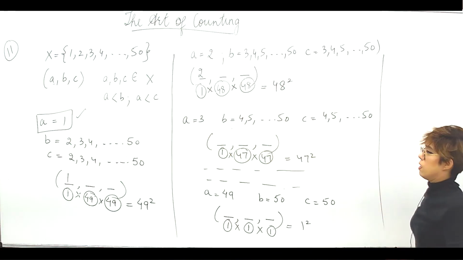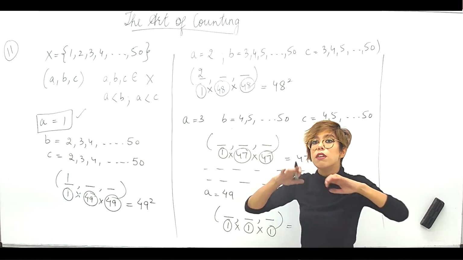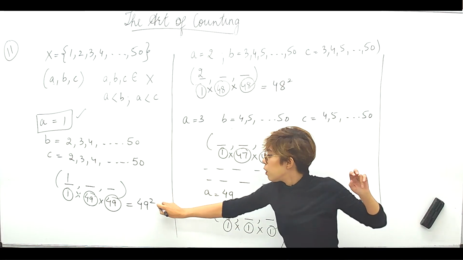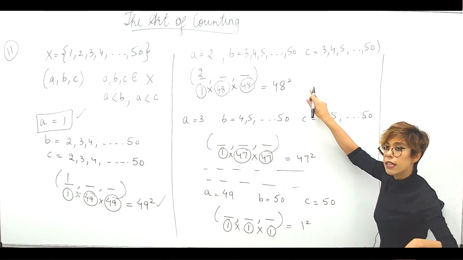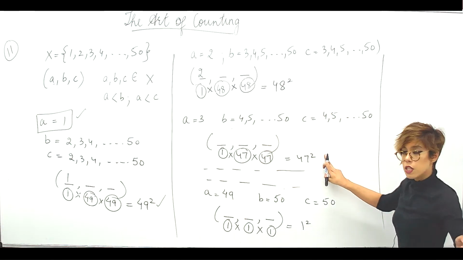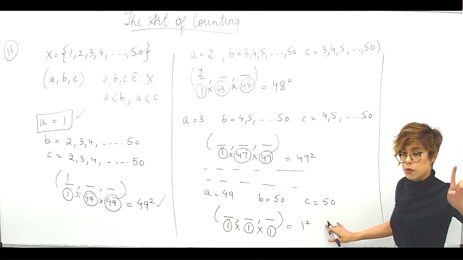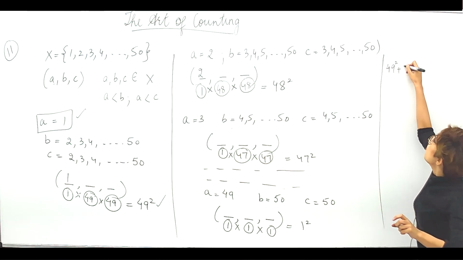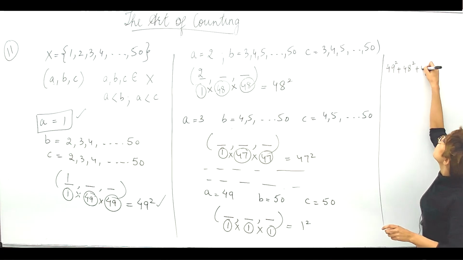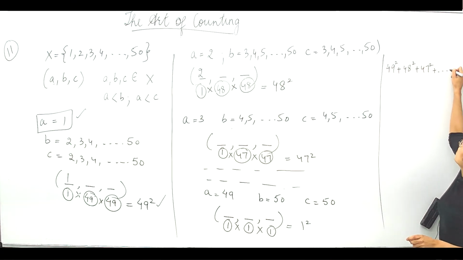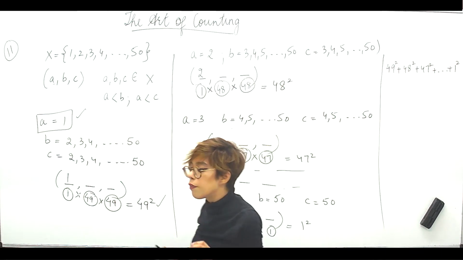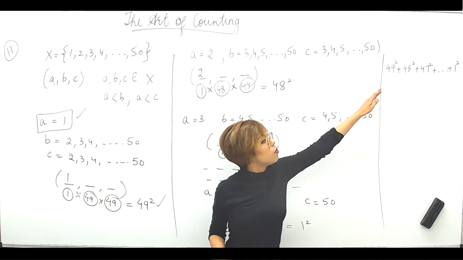Right? Okay. So I need to find the total number of ordered triplets. Right? From the first case, how many did we get? 49 square. From the second case, 48 square. Then 47 square, then so on till 1 square. So the total number of ordered triplets is 49 square plus 48 square plus 47 square plus so on till 1 square. If you want to find the answer, you just need to evaluate this.